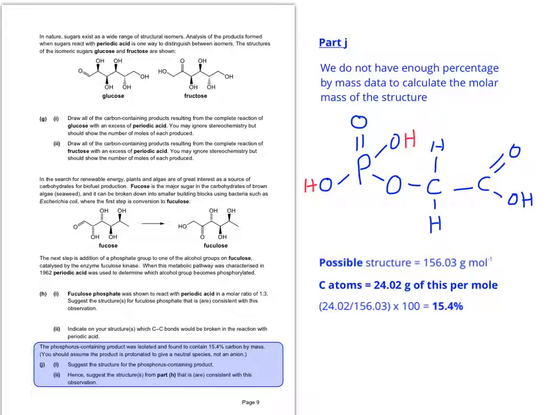And it says, hence suggest the structures from part H that are consistent with this observation. So that gives you the phosphorylated fuculose, or fuculose phosphate. Obviously I've taken the protons off because it would have been deprotonated once the phosphate group was on there, but I think they accept the deprotonated or the protonated form.